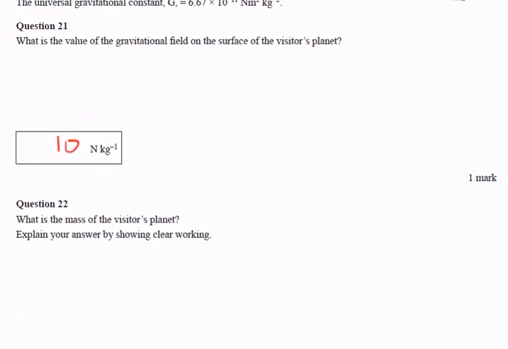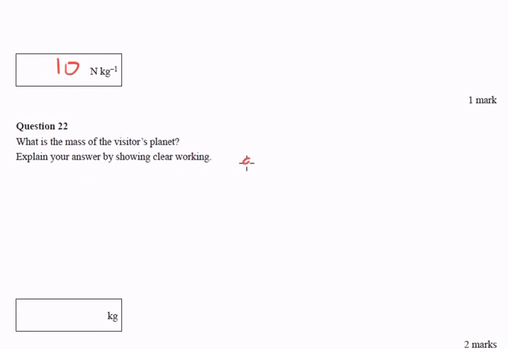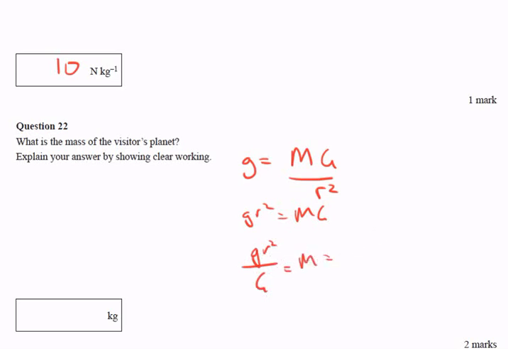What is the mass of the visitor's planet? Explain your answer by showing clear working. Okay, well, one of the formulas you have in your cheat sheet is that gravity equals the mass of the planet, or the thing that's being orbited, times gravitational constant over r squared. So if you rearrange that to find mass, you times both sides by r squared, divide by big G, and let's put the numbers in.